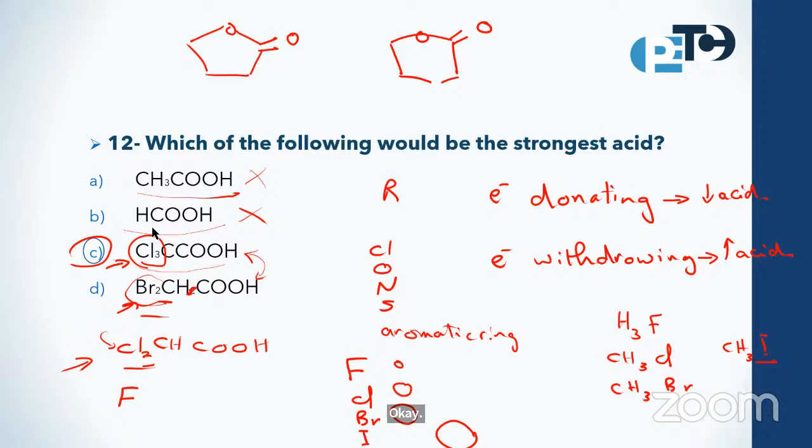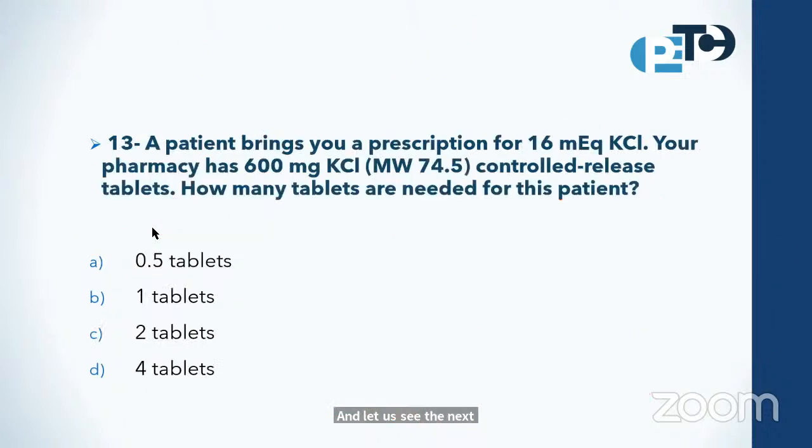Let us see the next one, one of the calculation questions. A patient brings you a prescription for 16 milliequivalents of potassium chloride. Your pharmacy has 600 milligram potassium chloride controlled release tablets. Here he gives you the molecular weight of potassium chloride. How many tablets do you need to fill this prescription?